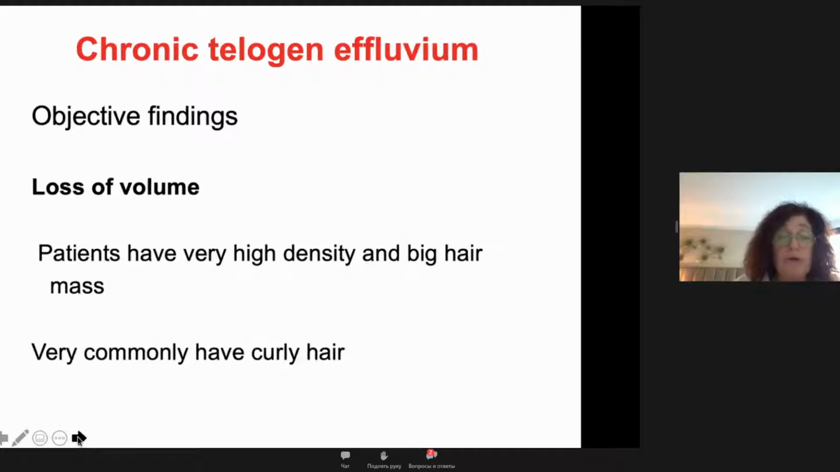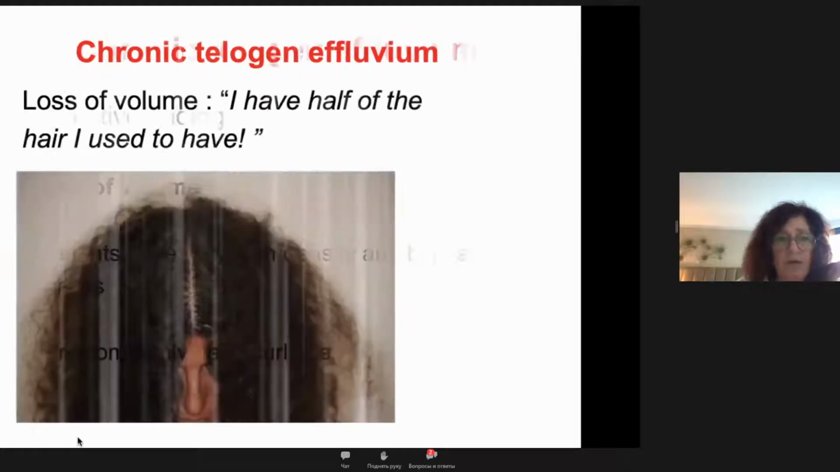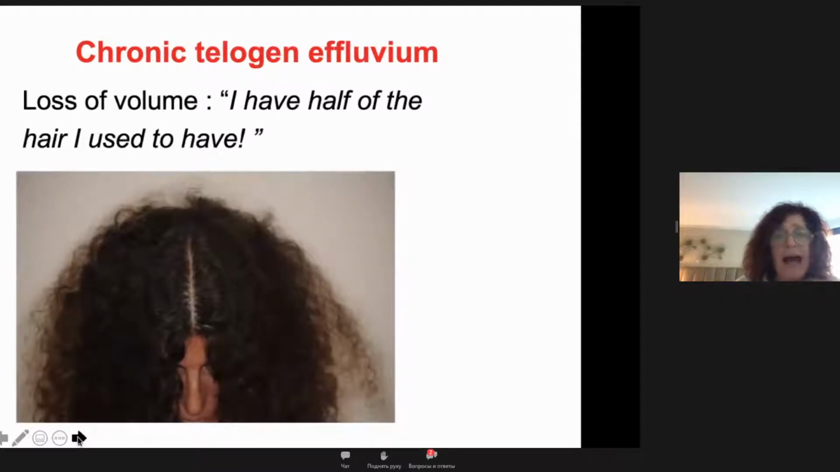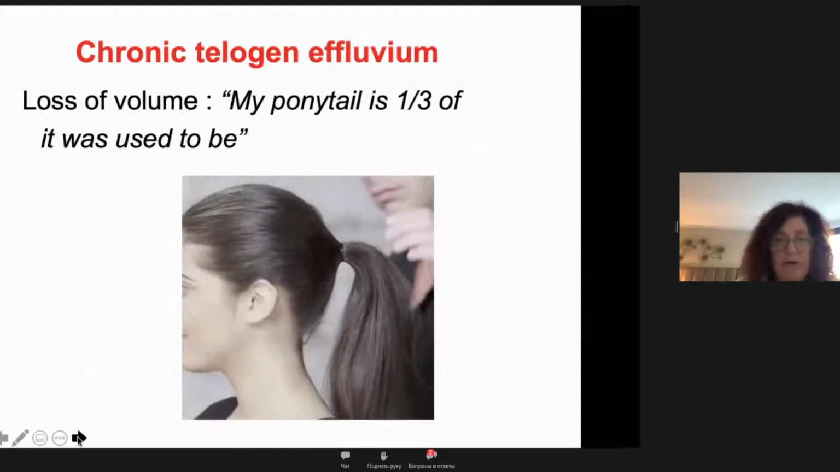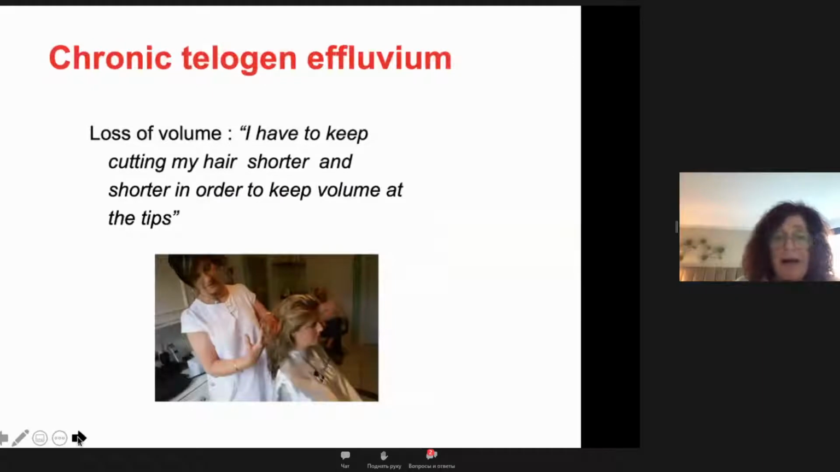Loss of volume. Usually these patients have a very high density and have a good mass, and often they have curly hair. So they say that I have half of the hair I used to have, even if apparently they look normal. And the ponytail is a very important question. You always have to ask your patients. And they say, oh, my ponytail is 1/3 of what it used to be. And they have to keep cutting the tips to keep volume at the tips.